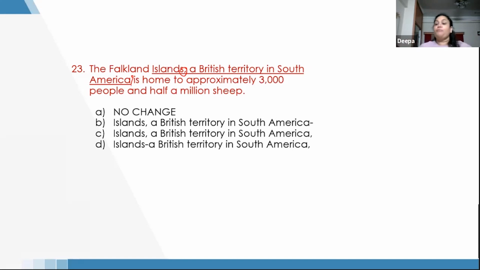See, the point is either we should have a pair of dashes, or we should have a pair of commas, or brackets. I will not say a pair of brackets because brackets come in a pair. So therefore, we'll go with C as the right option. Let's go to the next question.